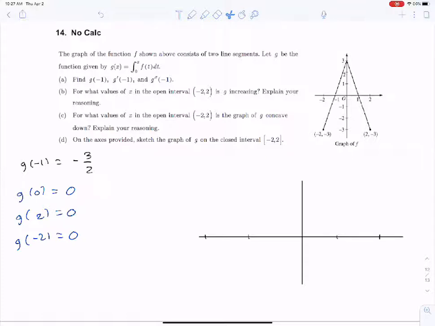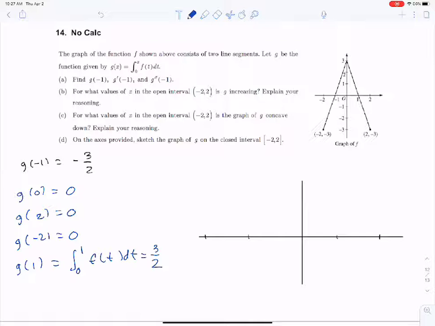The other question is, what about g of 1? G of 1 is important, but I haven't dealt with it yet. But you're right, g of 1 and actually g of -1 are going to be important too. We already did find g of -1, so let's also find one more point. I'm going to find g of 1, which is the integral from 0 to 1 of f of t dt, which is just the area of that triangle, which is +3/2.